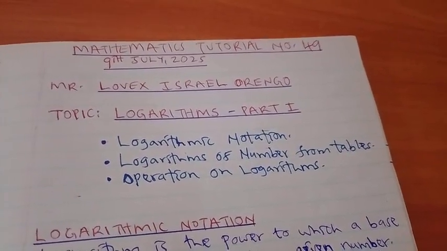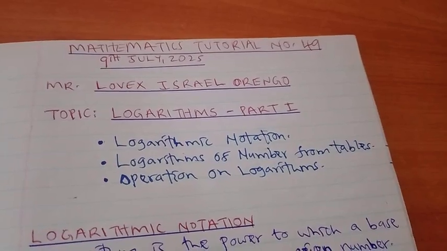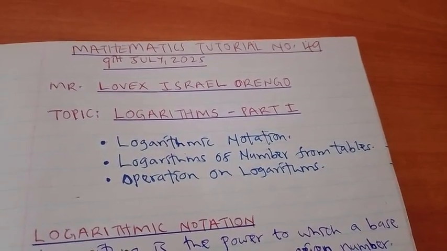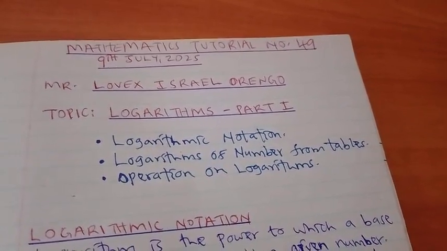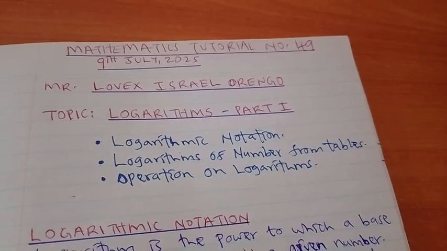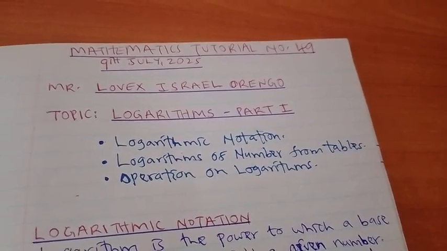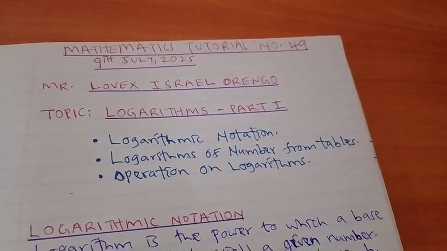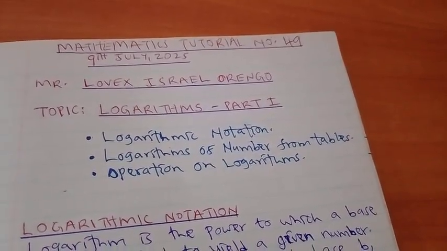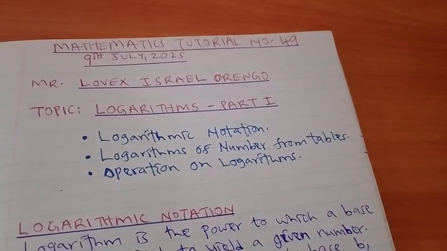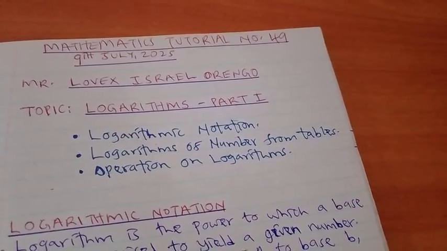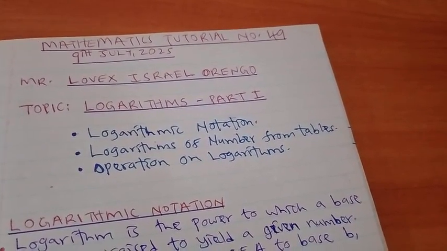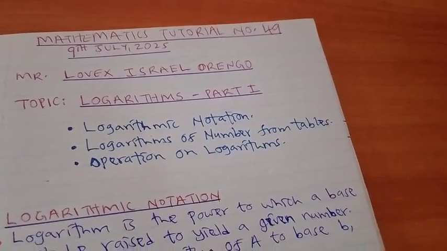The subheadings under this lesson will be logarithmic notation, logarithms of numbers from tables, which will also involve anti-logarithms of numbers from tables, and finally operations on logarithms. By operations on logarithms, I refer to adding logarithms, subtracting logarithms, dividing logarithms, and multiplying logarithms by numbers.